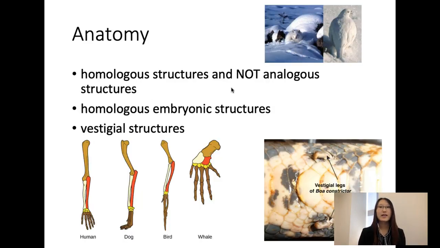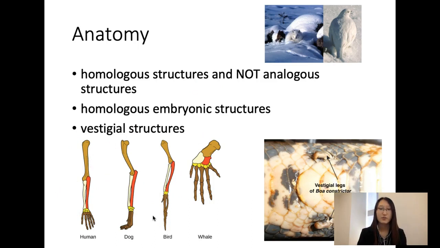The third one is anatomy. We can obviously see a lot of similarities and differences between animals just by looking at them. So this is how you can look at two different organisms and say how closely related they are, right? And what you can see is that right here, these are called homologous structures.